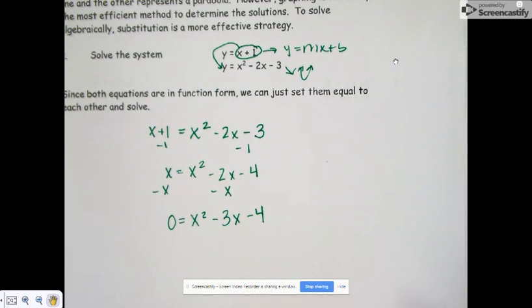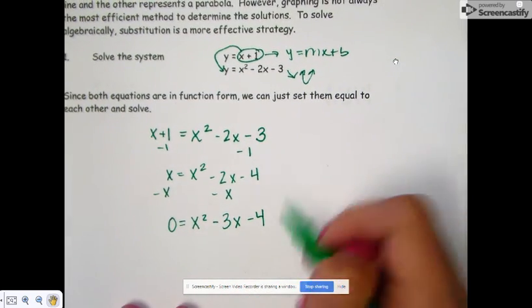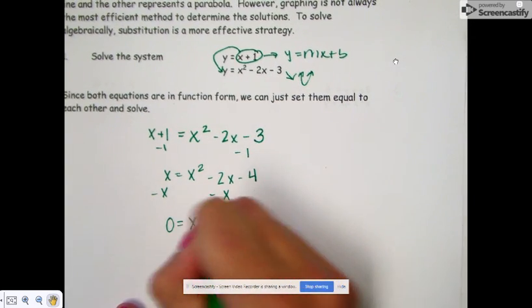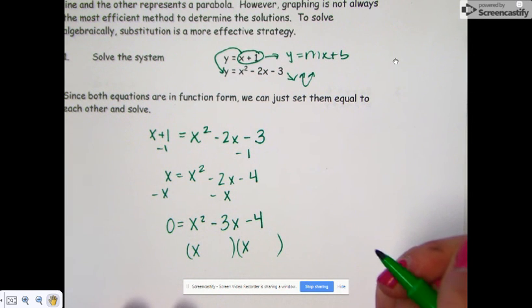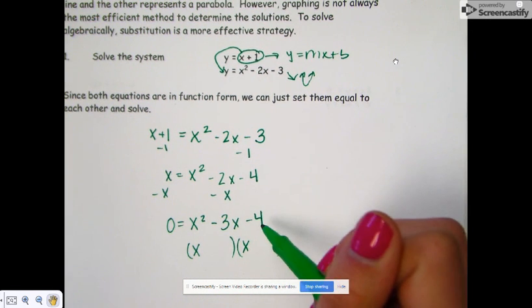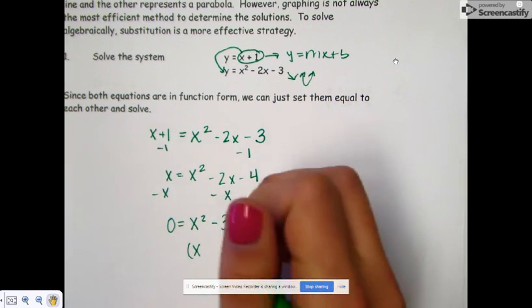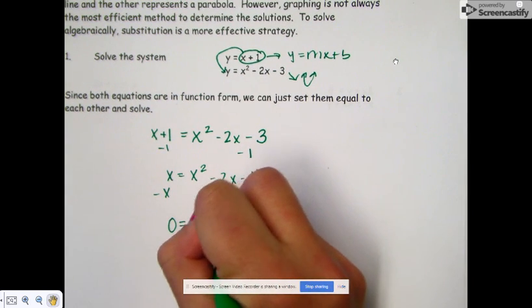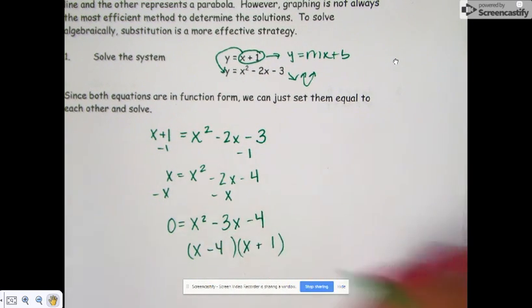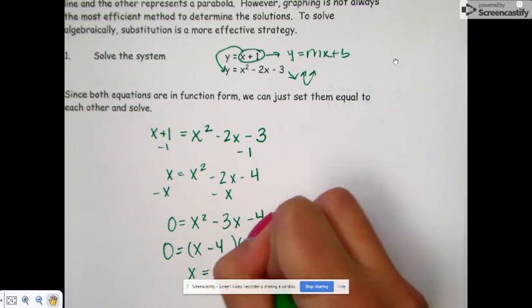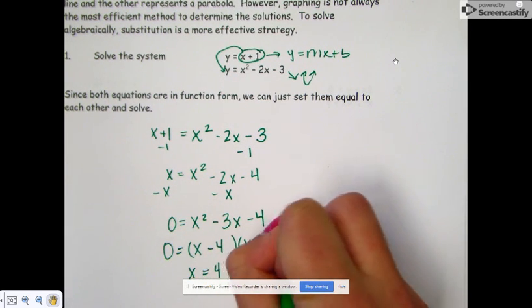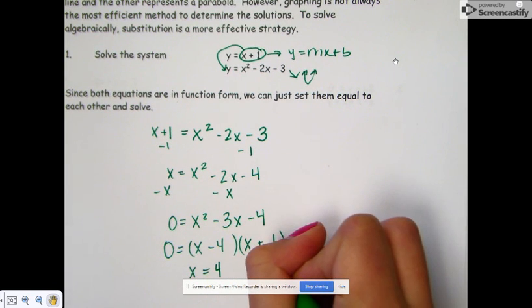Now I always try to factor first. What are factors of negative 4 that will get me negative 3? So I got x and x. Factors of negative 4 that give you negative 3 are negative 4 and a positive 1. And then if you remember from our unit, you got to get x alone on both sides. So your answers for x are 4 and negative 1.